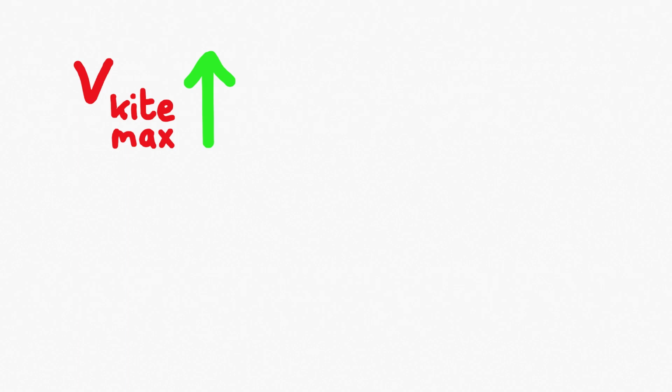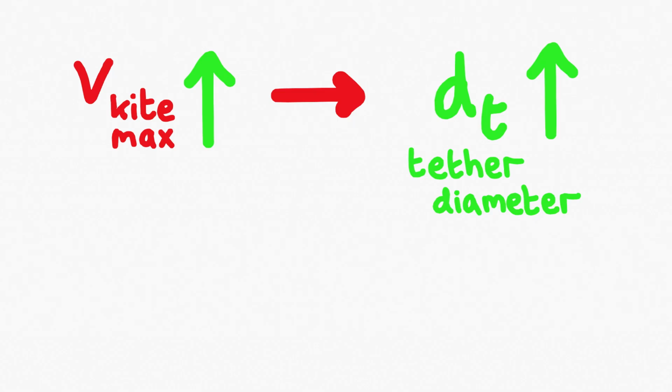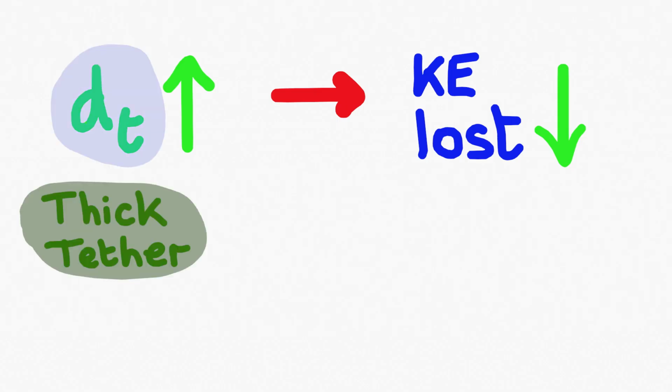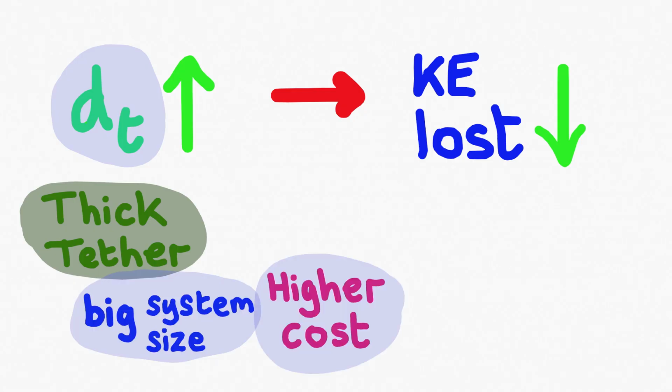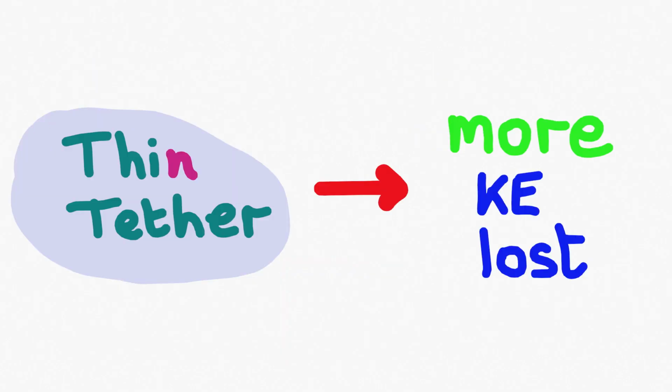In order to reduce the kinetic energy lost, the design maximum kite velocity could be increased closer to the maximum kinetic energy loop velocity. This leads to more tether tension and a thicker tether, resulting in a bigger overall system size and higher costs. Generally, a thin tether is chosen.